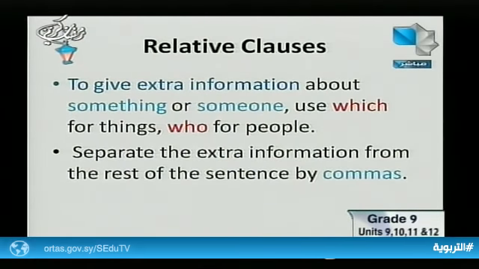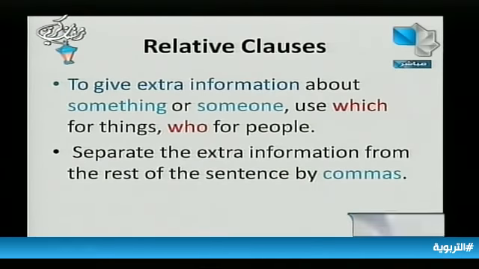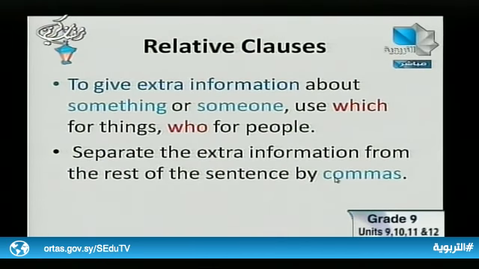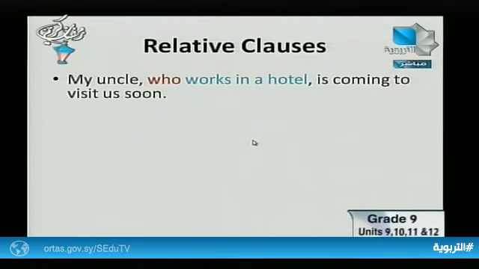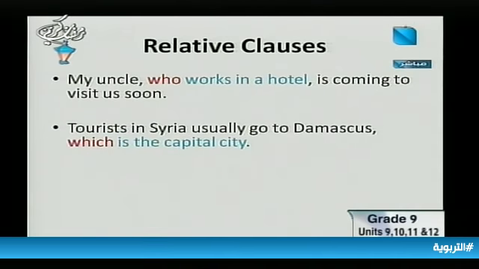We always separate the extra information from the rest of the sentence by commas. For example, my uncle who works in a hotel is coming to visit us soon. So here we are talking about my uncle, and so we use the relative pronoun who. Number 2, tourists in Syria usually go to Damascus, which is the capital city.